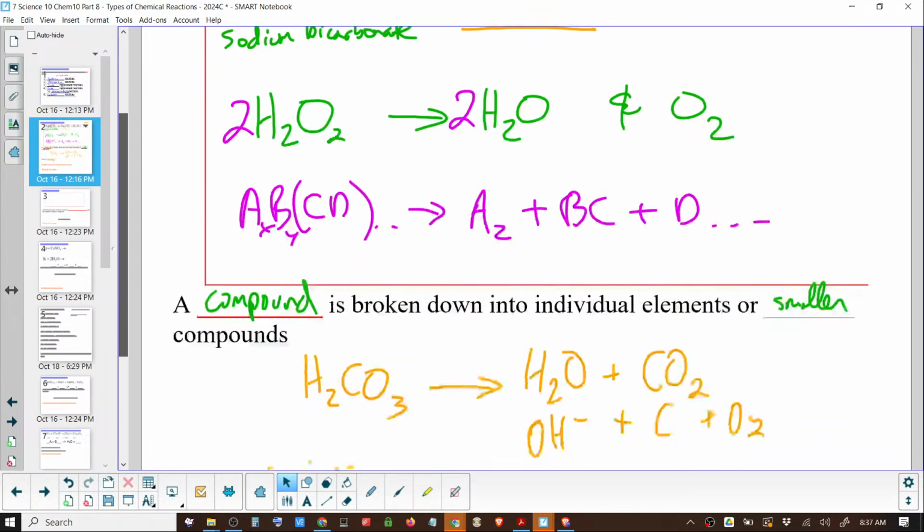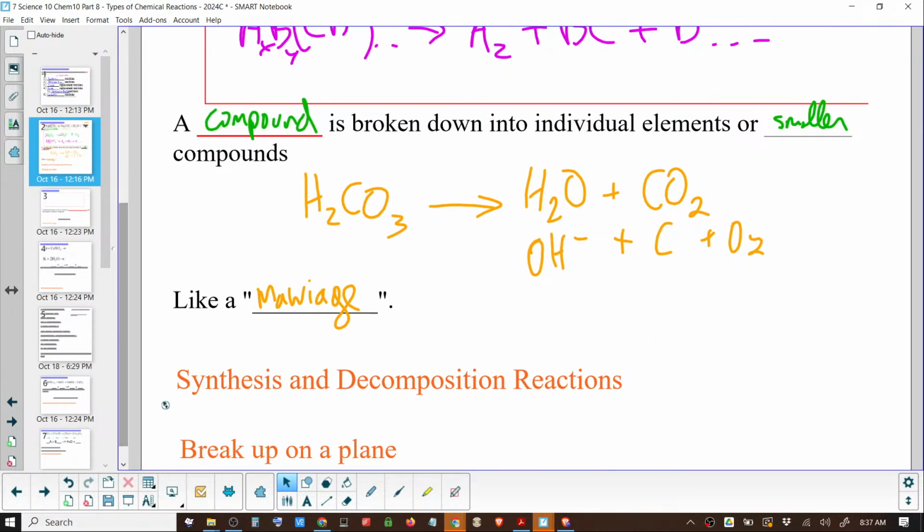And so this one, sorry, I got confused because of marriage. This one's not like marriage. A decomposition is like a divorce.